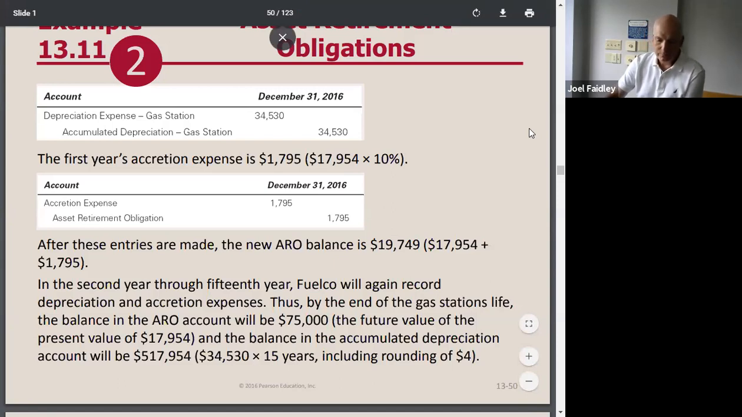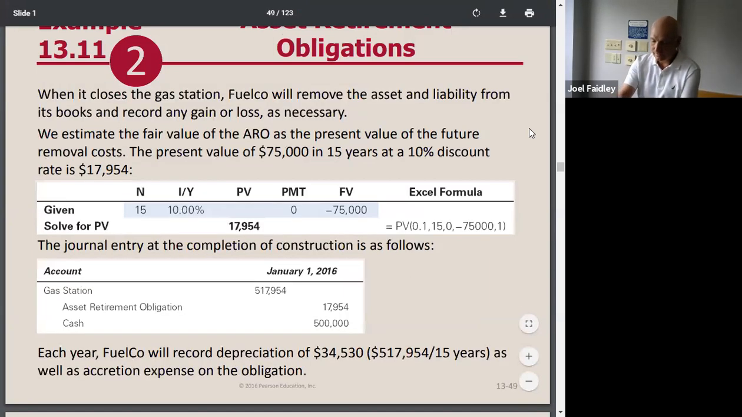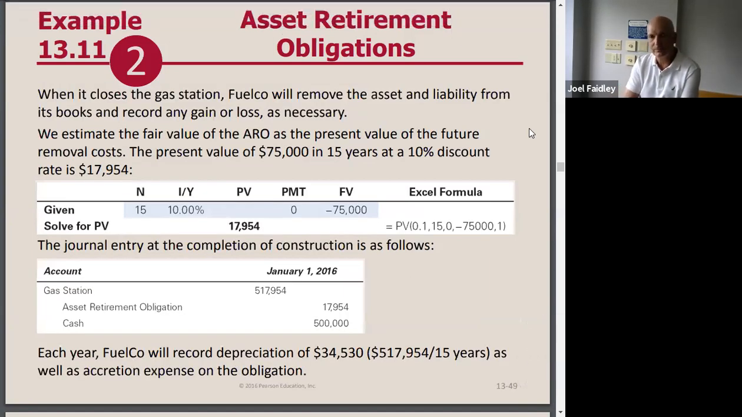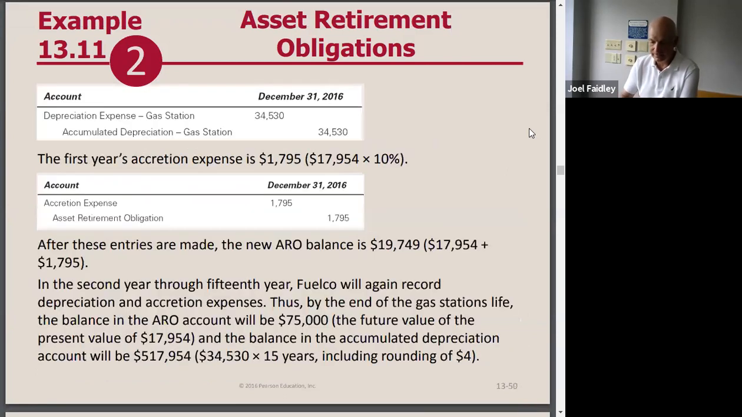All right, so there's my depreciation expense for 15 years. There's my accretion expense. So 17,954, right? 17,954 times 10% is $1,795. Very simple. So my asset retirement obligation has gone up by 1,795, and I've got accretion expense going to my income statement.